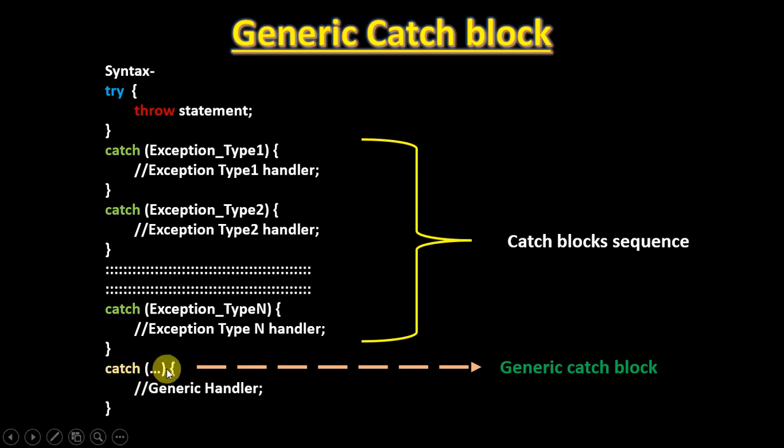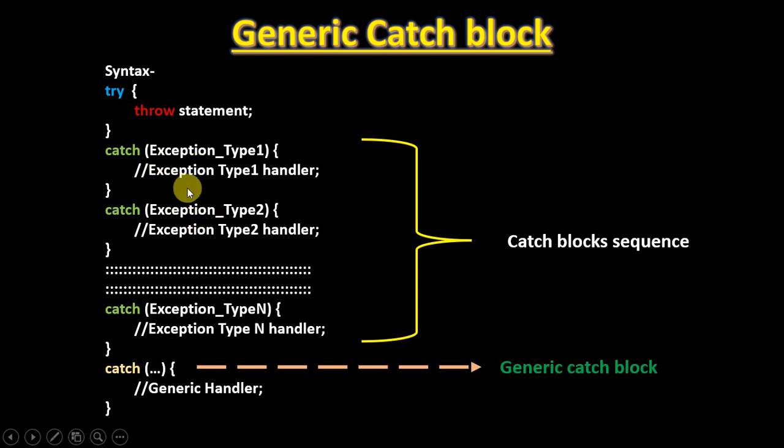What are the arguments for the generic catch block? Catch with three dots. So this is the generic catch block. Always it should be the last catch block. If you have kept it somewhere in between, then you will clearly get a compile time error. Okay, so this is the possible catch block.